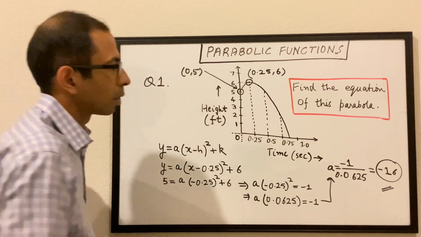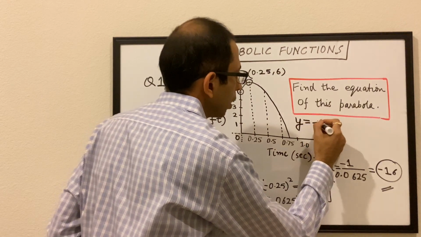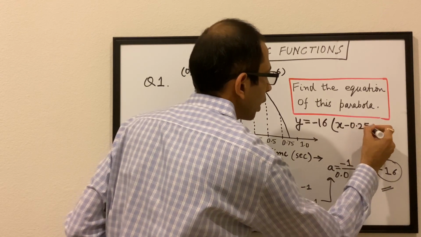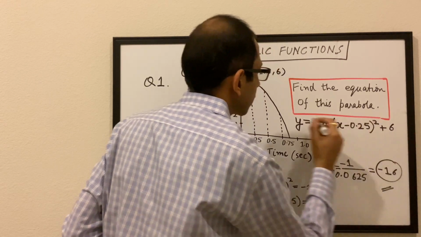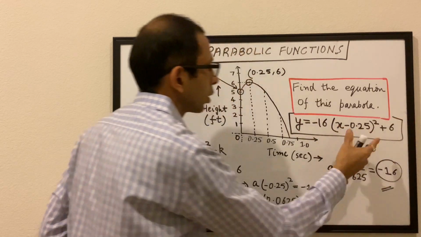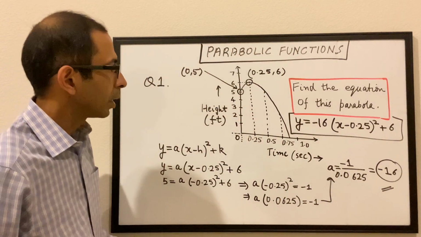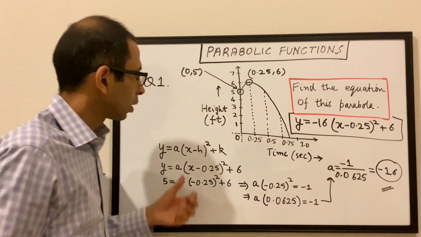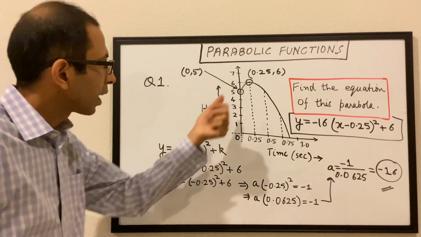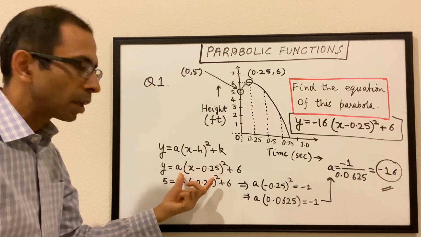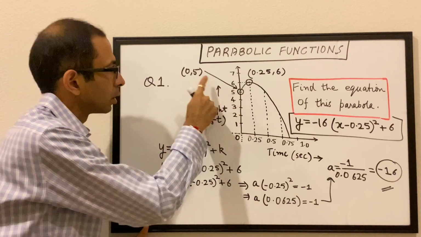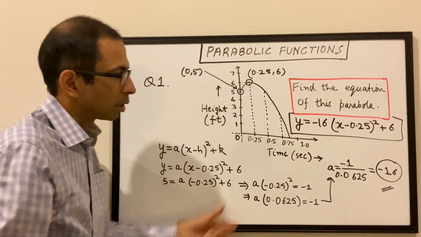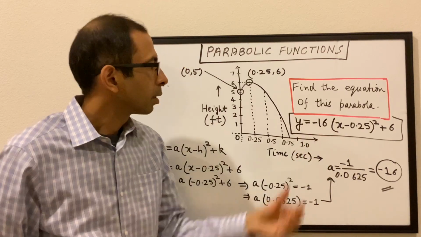Hence, the equation of this parabola would be y equal to minus 16 times (x minus 0.25) whole square plus 6. So this will be the equation of this parabolic function. Just to quickly reiterate, when we saw this parabola, we knew that we have been given the vertex of the parabola, so we used the vertex form here. We know the value of h, we know the value of k. We plugged in the values here, and then we used another point, 0,5, which is also on the parabola, to plug into this equation to get the value of a. Once you get the value of a, we have the final equation of our parabola.